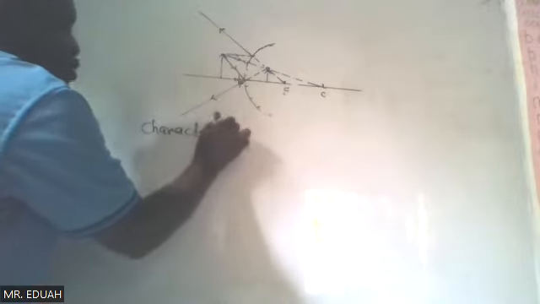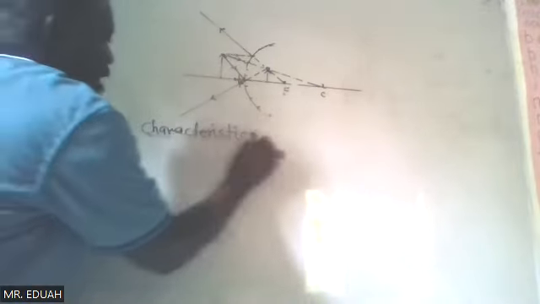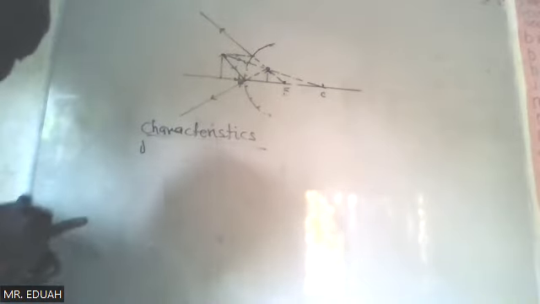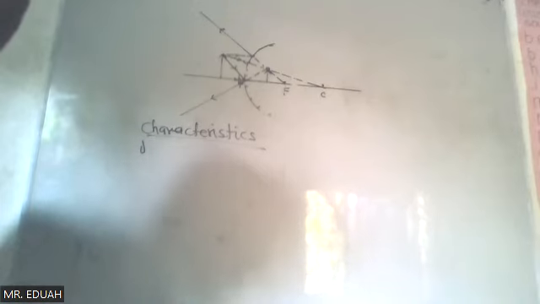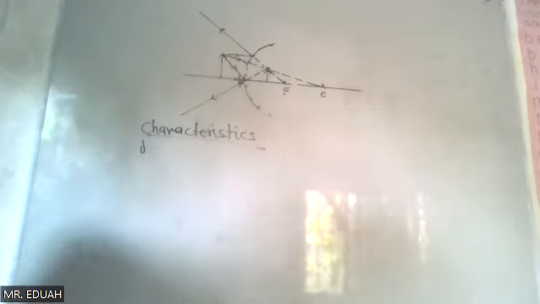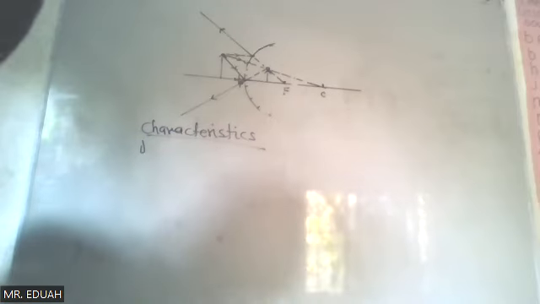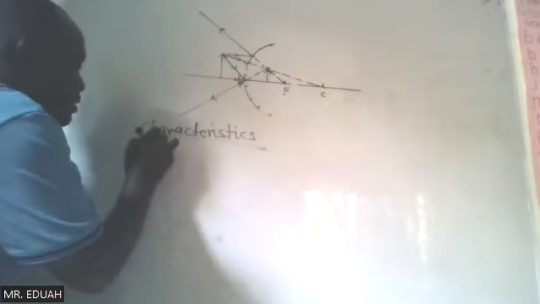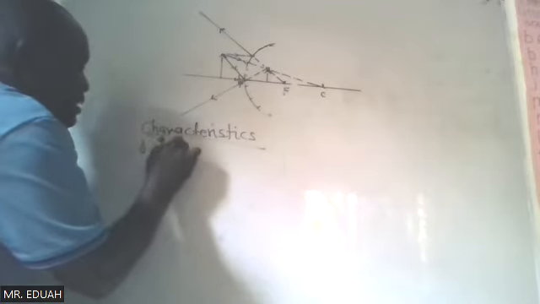Now, let's discuss the characteristics of this image. What will you say about the image as compared to the object? Give me one. Okay, Lizzie. The image is diminished. So the image is diminished.